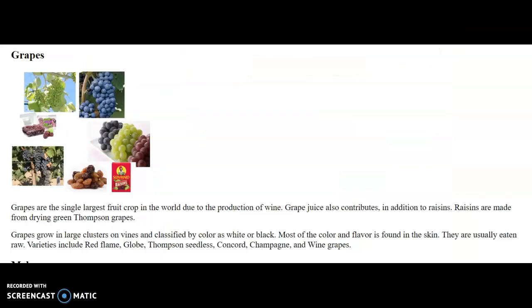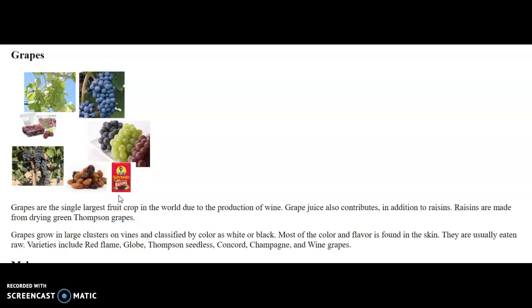Moving on to grapes. Grapes are the single largest fruit crop in the world. Do you know why? Some of you might have guessed because of all the wine production. Perhaps you read it on the sheet right in front of you. Grape juice, though, also contributes to this, but the second largest contributor is actually raisins, which are dried green Thompson seedless grapes. You'll notice on the box, every box of raisins on the front, you'll see green grapes and then dried as what we see as raisins.